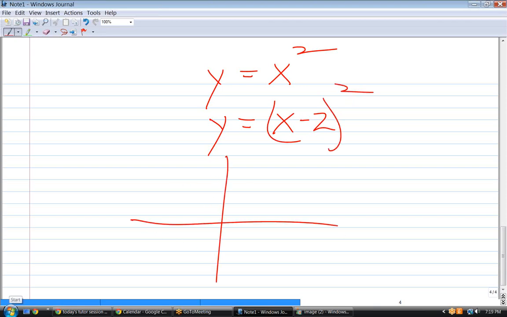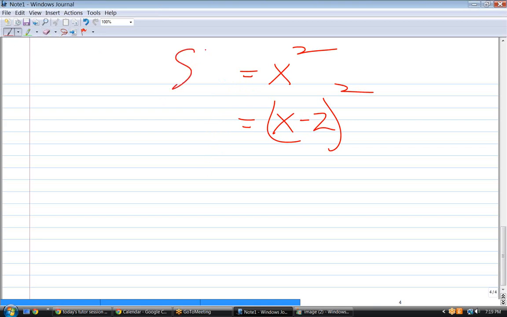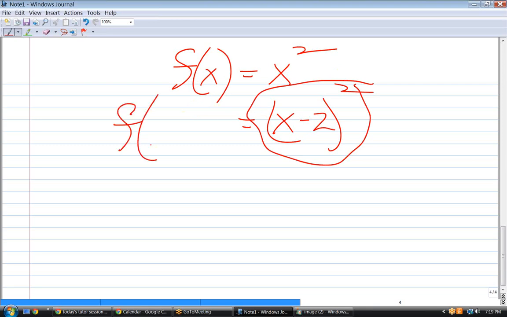That would be a parabola shifted over 2 to the right from 0, so it would hit 2 at the... Exactly. So the trick here is to be able to look at that, and the f of x notation works so much better than the y does here. Okay. And I'll show you why. Because I need to figure out what this is in terms of f of x notation. Well, what would that be? That would be f of x minus 2, right?